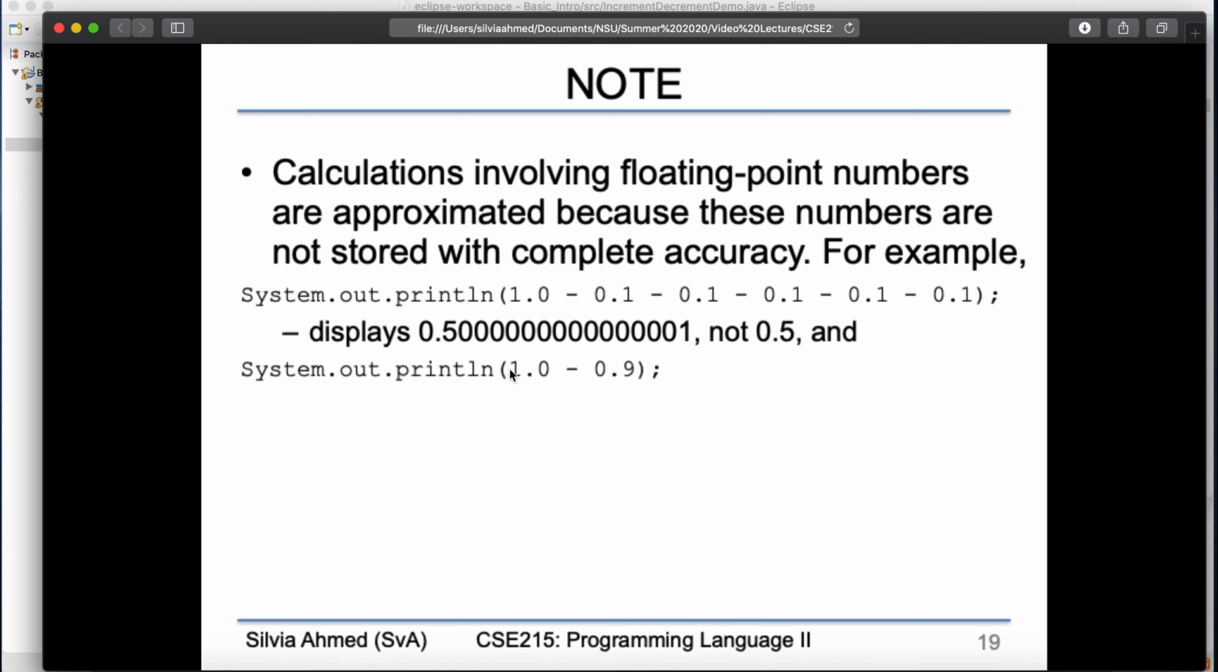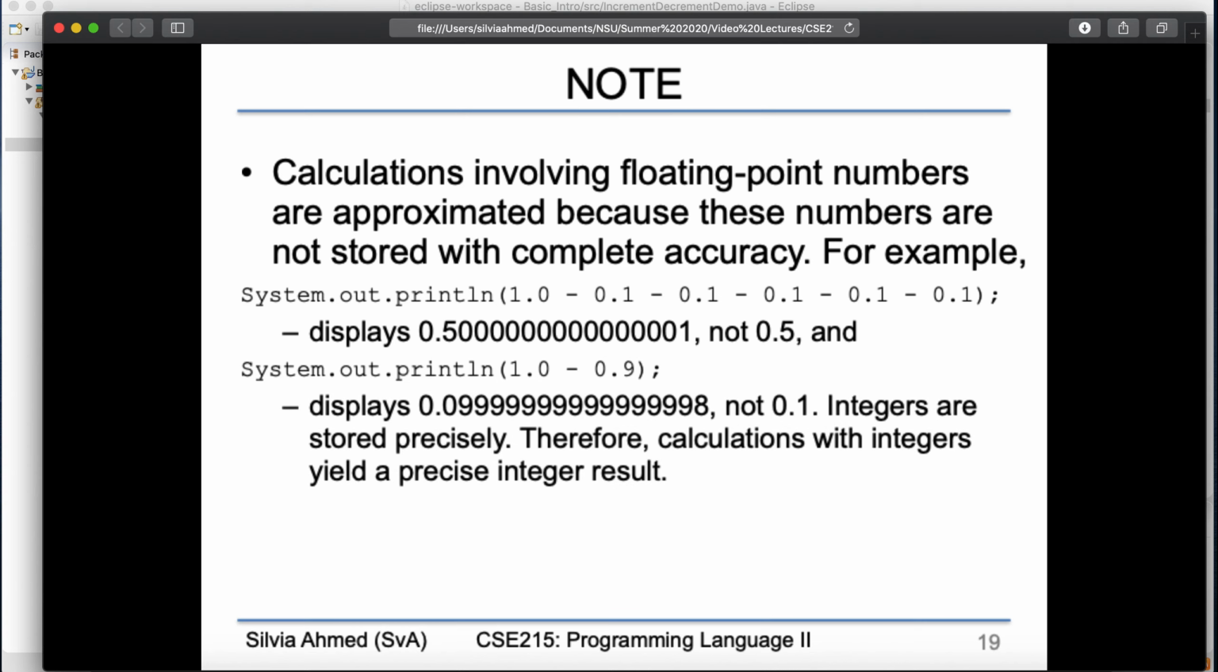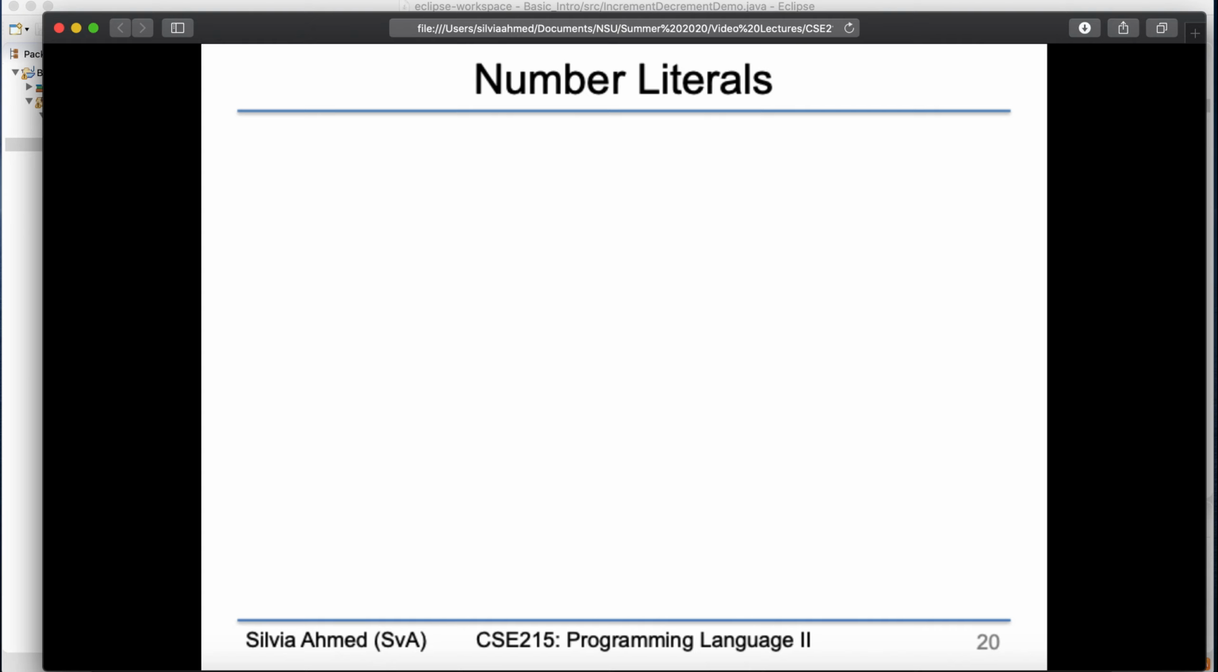Or when you have this line 1.0 minus 0.9, you expect it to have 0.1, but rather it may display 0.09999999988, which is an approximation of 0.1. Because integers are stored precisely, but floating point numbers are approximated.